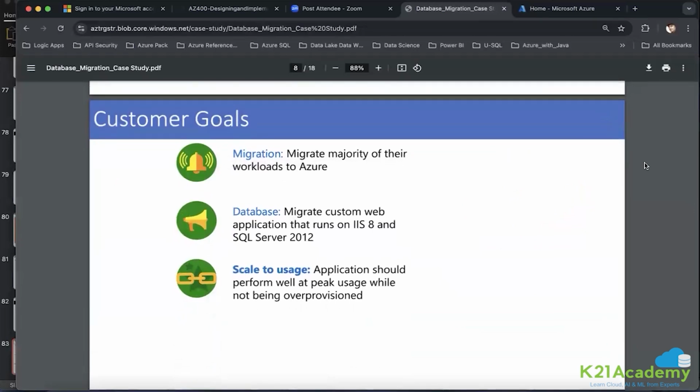Now, customer goals. These case studies basically help you in two different ways. First, of course, you can plan for your solution architect related preparations. That is one way, because most of the RFPs, requests for proposals or requests for information, whatever we call them, basically fall into a similar kind of area.